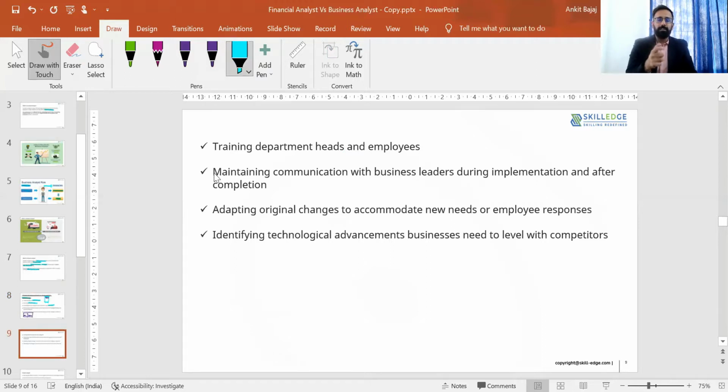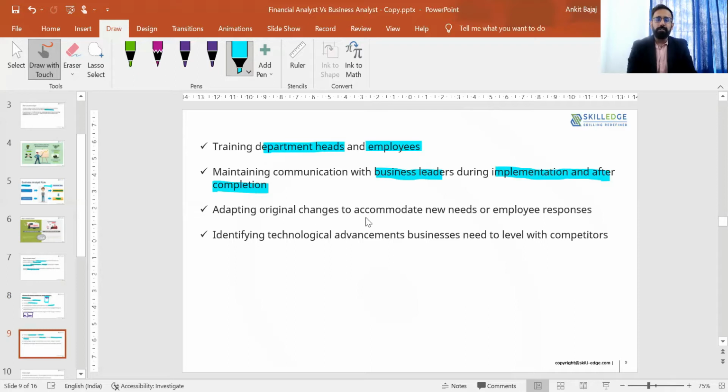Also, because they are making changes in procedures and policies and also in internal controls, they will be providing training to the department heads and employees of the organization so they can adopt the company's new policies and procedures, right? After that, as mentioned here, maintaining communication with business leaders during the implementation and after completion. So it is very clear they will be continuously communicating with the top management and business leaders, right? And they will inform the organization what changes they are planning to make, right? So once management approves, then they are allowed to make the changes in the organization.